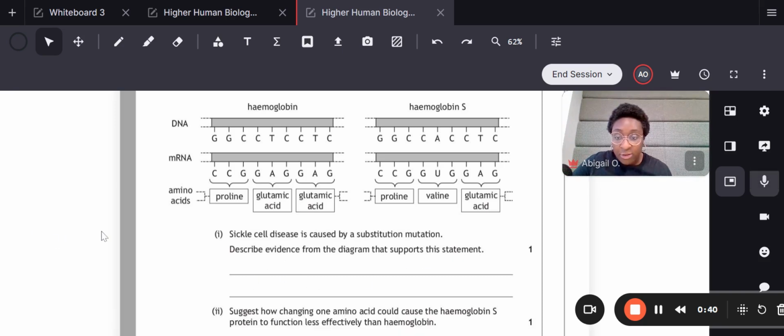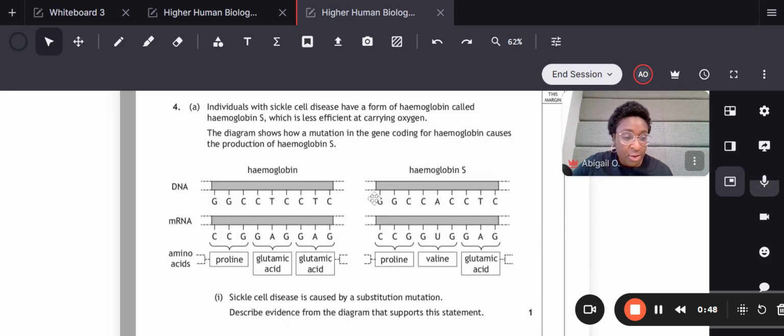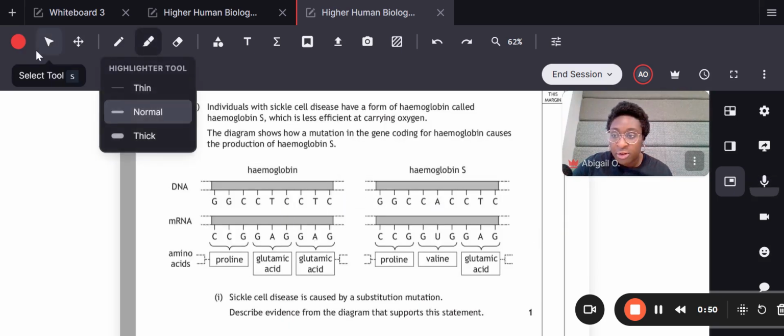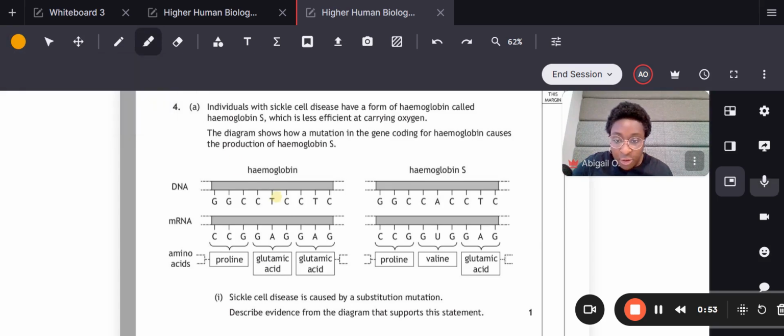Okay, so let's take a look here. We've got our DNA sequence here for hemoglobin, our normal hemoglobin, and our hemoglobin S. Pause it for a second and see if you can see what the difference is here. Where is there a discrepancy? If you look right here and here, those two bases are not the same. Okay, so we've got GGC, CTC, and here we have GGC, CAC. So we've got a mutation taking place there.